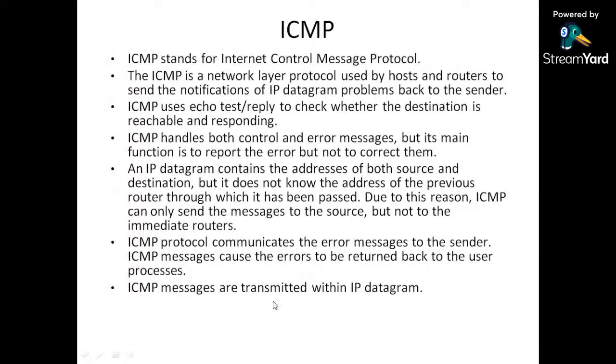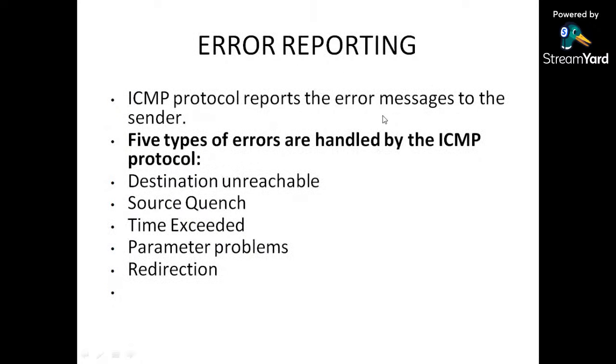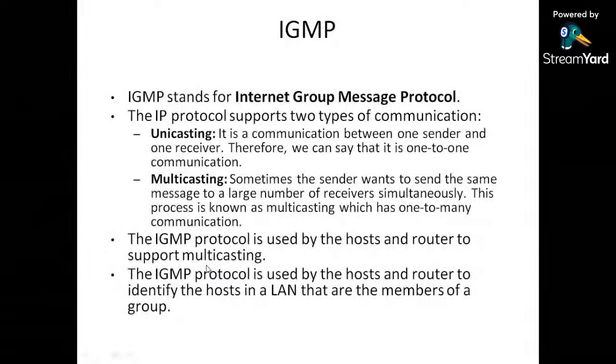ICMP stands for Internet Control Message Protocol and is used by hosts and routers to send notification of IP datagram problems back to the sender. So the ICMP protocol reports error messages. There are 5 types of errors handled by ICMP: destination unreachable, source quench, time exceeded, parameter problem, and redirection.